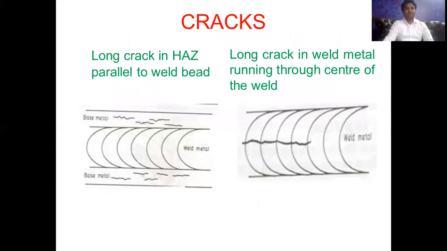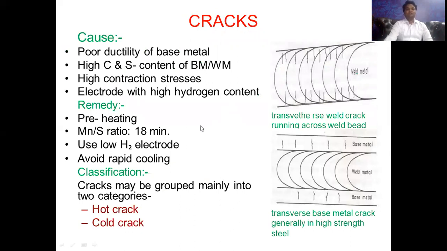So cracks: a long crack in the HAZ parallel to the weld. So this is a weld material. Parallel to the weld, you can see, and also the long crack in the weld metal running through the center of the weld. So this is also an indication of cracks. The causes for the cracks are the poor ductility of the base metal, high carbon and sulfur content in the base metal or in the weld metal, high contraction stresses, and electrodes with high hydrogen content. So these can cause cracks during the welding.